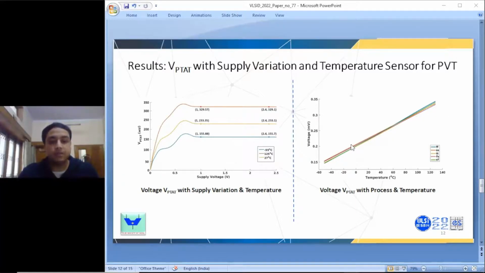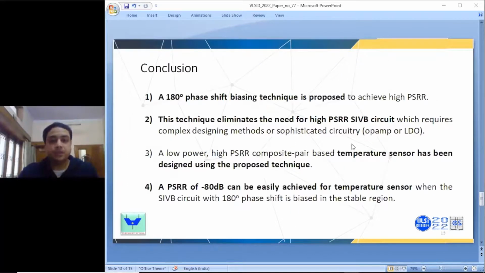So this concludes my presentation. Basically, I present a technique, a 180-degree biasing technique, which helps to achieve high PSRR. This will also eliminate the design effort previously required for the supply-independent biasing circuit, which requires a very high supply rejection ratio to achieve a higher supply rejection ratio at the temperature sensor.